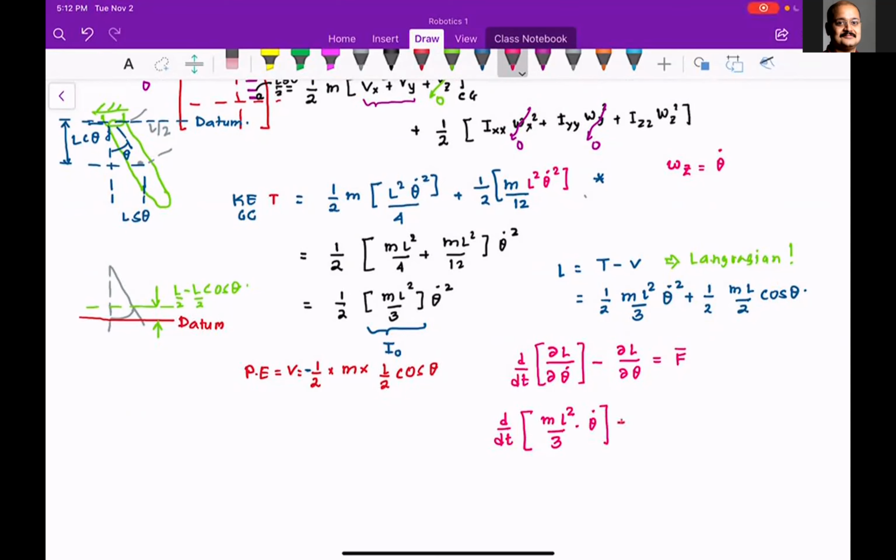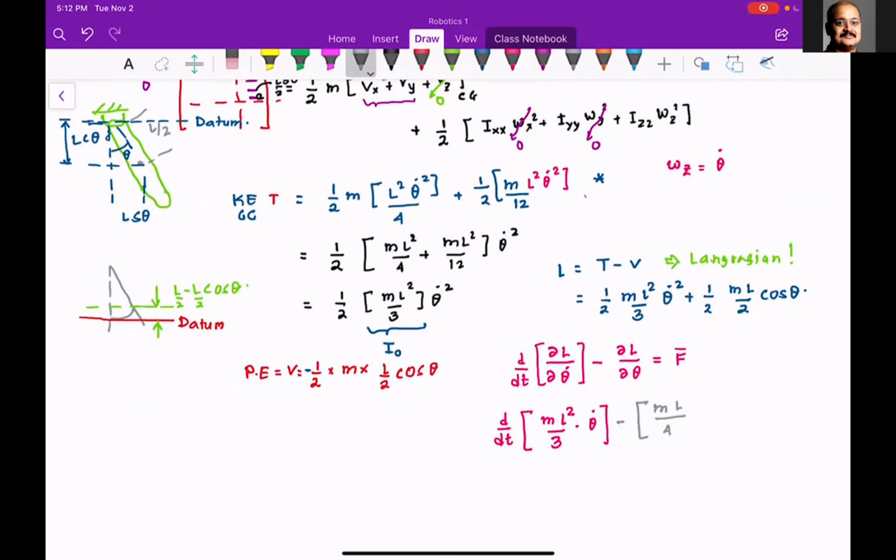Plus, partial L with respect to partial theta. So what happens? Now here is something interesting you have to be very careful about. Because there is a negative sign, I need to write this sign here. Don't forget this negative sign. This is going to be m L by 4.